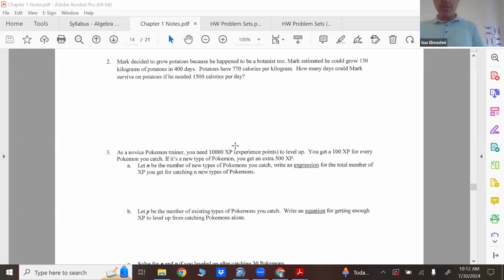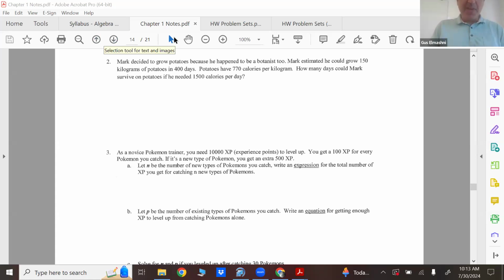All right, so let's look at number 2. Mark decided to grow potatoes because he happened to be a botanist too. Mark estimated he would grow 150 kilograms of potatoes in 4 days. Potatoes have 770 calories per kilogram. How many days can Mark survive on potatoes if he needs 1,500 calories per day? Okay. So let me think about this one here.